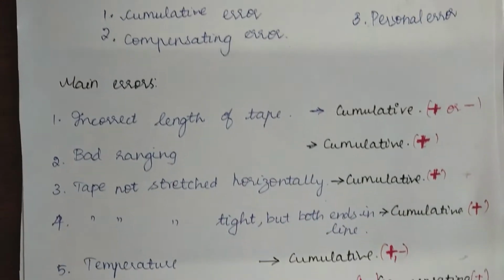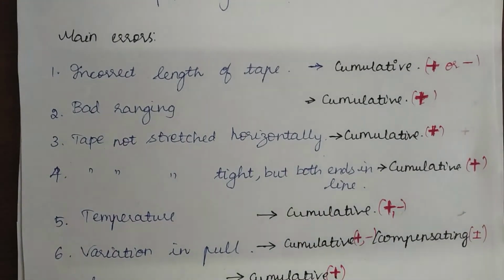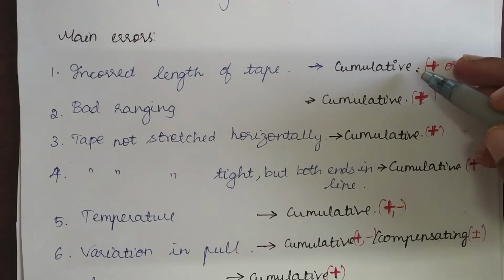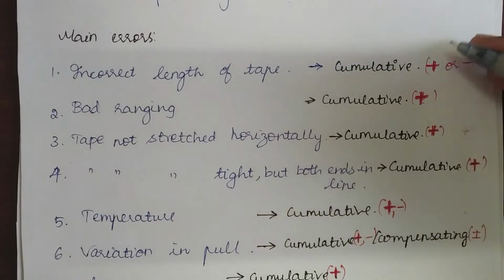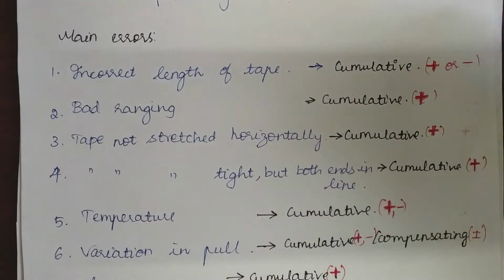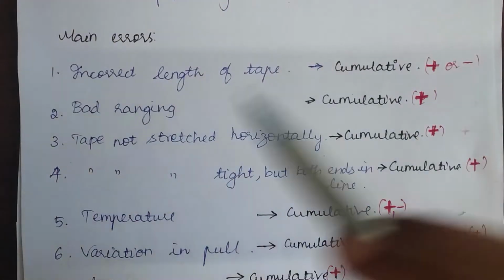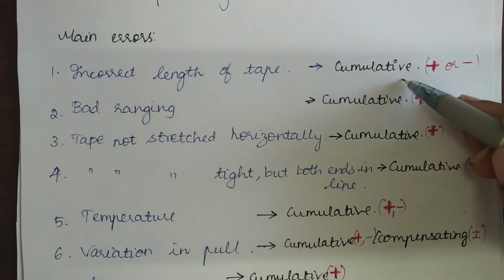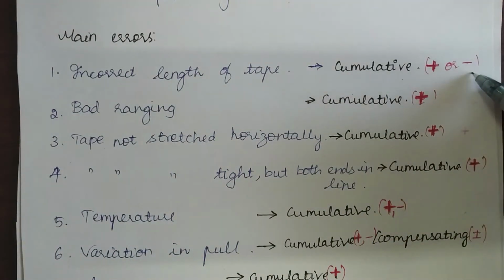Seeing the main errors, the first one is incorrect length of the tape. So when we use a wrong length of the chain, the error will always be cumulative, because if the length of the chain is more, the measured distance will be less, and hence the error will be negative. The same happens when the length of the chain is going to be less. So an incorrect length of the tape will always produce a cumulative error. It can be either positive or negative depending upon the size of the tape.